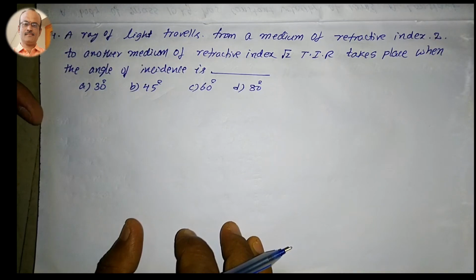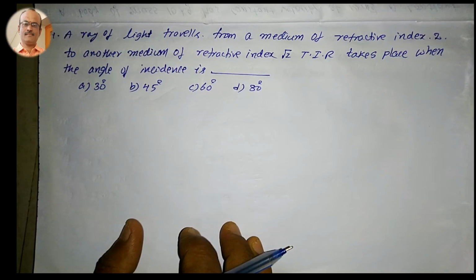Now the question number 4. A ray of light travels from a medium of refractive index 2 to another medium of refractive index root 2. Total internal reflection takes place when the angle of incidence is how much?